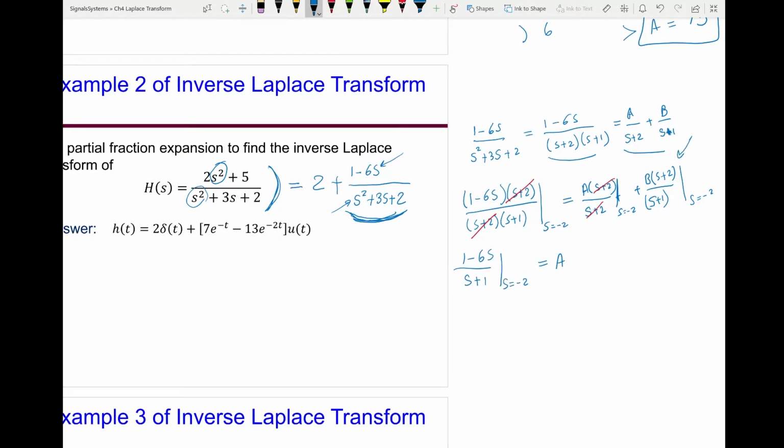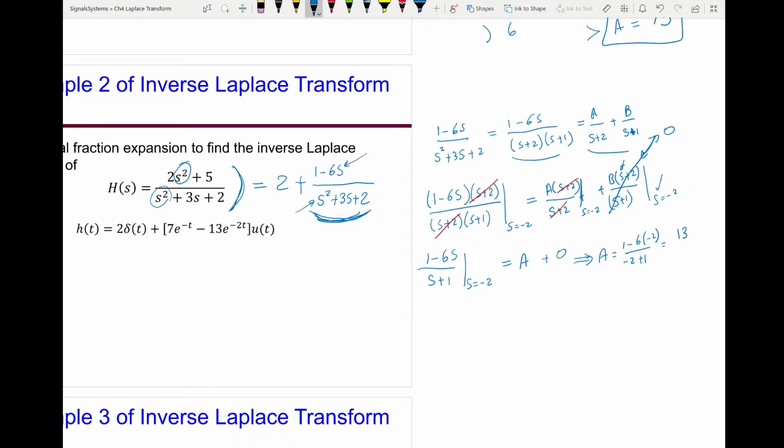Here you cannot cancel numerator by denominator, and when you plug in for s here, minus 2 plus 2 is 0. So this will go to 0. So that will be plus 0. So from here, A equals (1 minus 6 times minus 2) over (minus 2 plus 1), and this will be 13 over minus 1, that's minus 13.